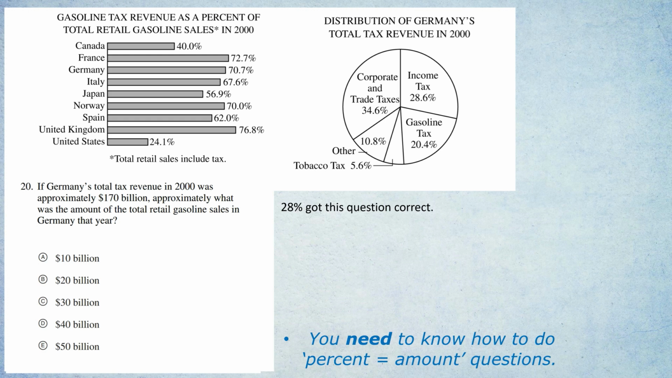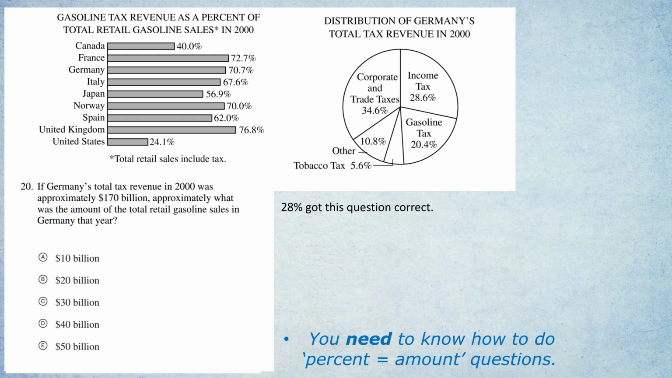What makes this question harder is that we have to use both data sets and we have to do multiple calculations. At the end, we also have to do a percent equals an amount calculation, which many students aren't comfortable with. Also, by this point, you wouldn't have that much time. If Germany's total tax revenue in 2000 was approximately 170 billion, approximately what was the amount of the total retail gasoline sales in Germany that year?